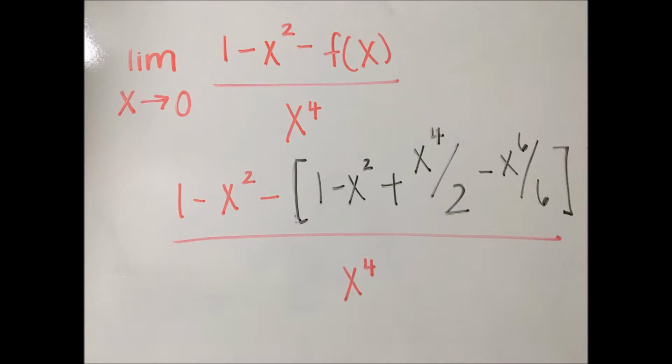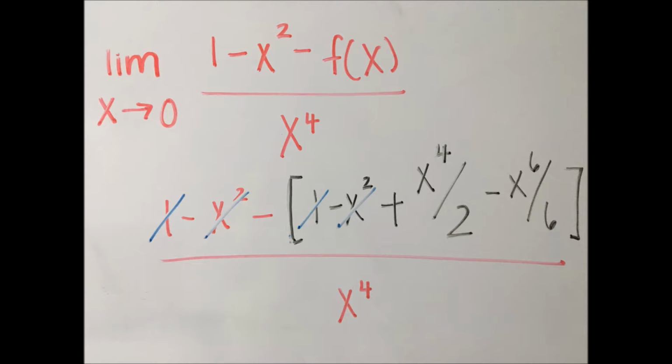So I substituted f of x with the first 4 non-zero terms in Part A. And this many terms is more than enough terms to answer the problem, as you'll see later on as we finish Part B. So we get 1 minus x squared minus, in brackets, 1 minus x squared plus x to the 4th power all over 2 minus x to the 6th power all over 6. And all of this is over x to the 4th power.